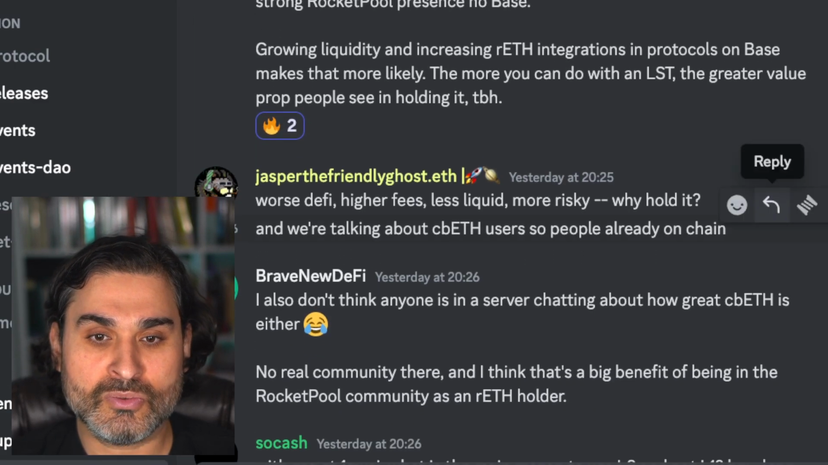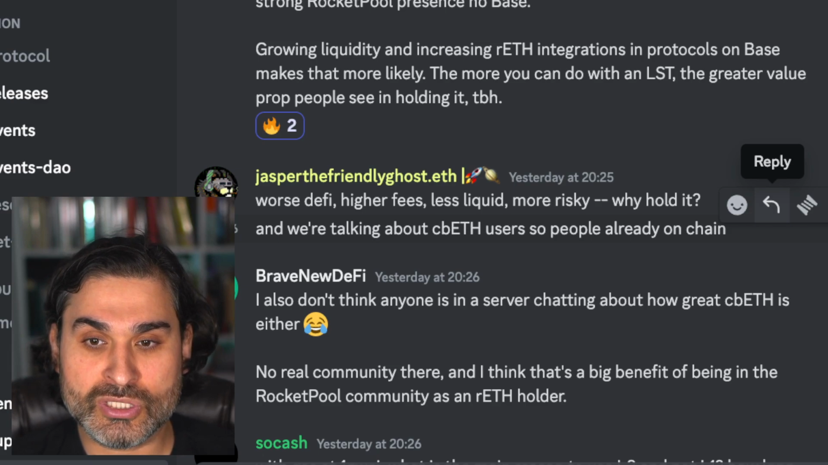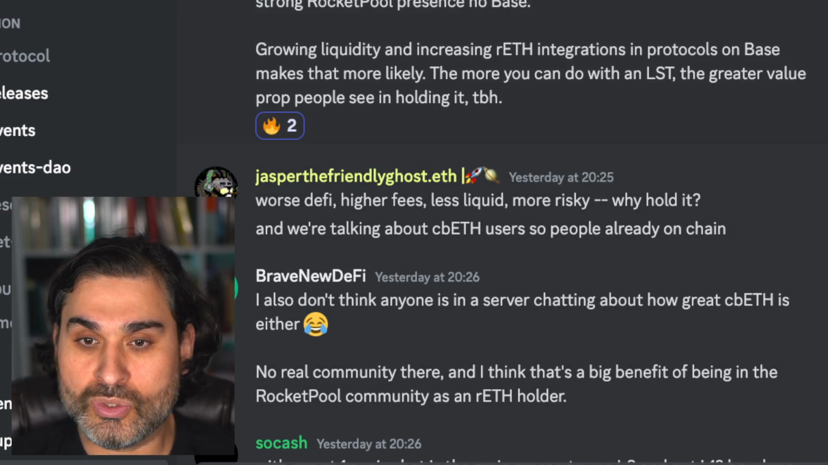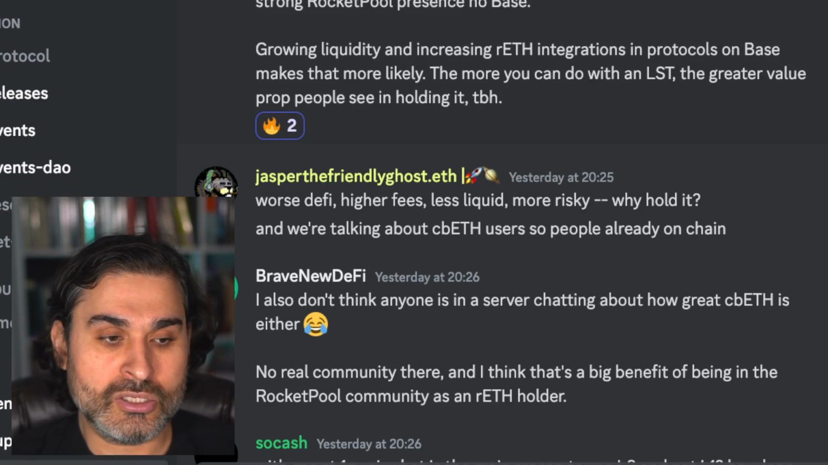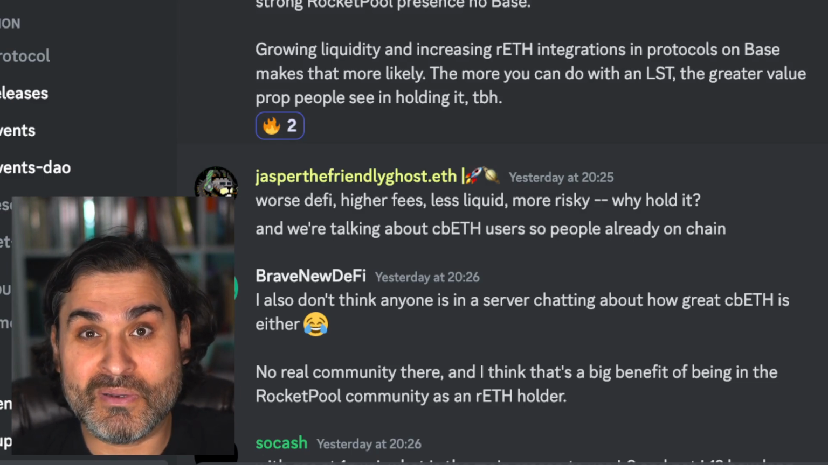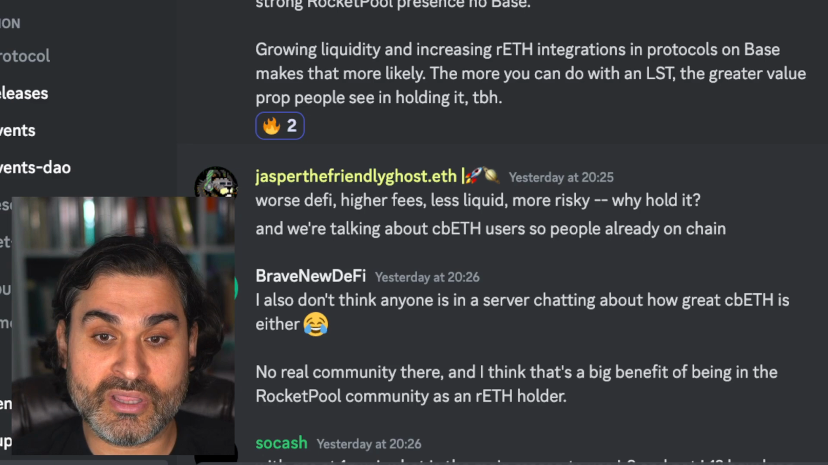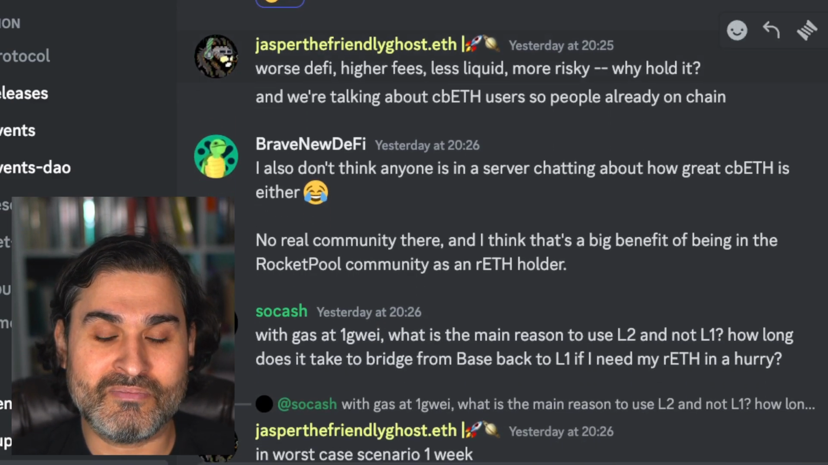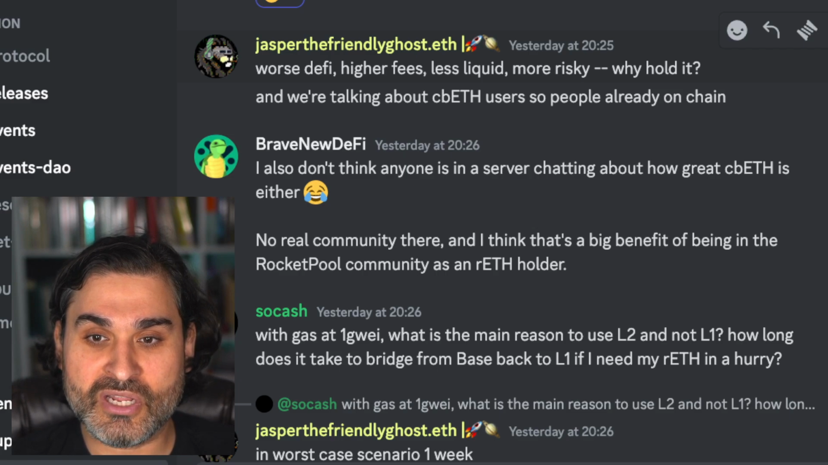And then Jasper says there's worse DeFi, higher fees, less liquid, more risky. Why hold it? And we're talking about cbETH users, so people already are on chain. So they've just got a much better reason to hold rETH instead. And Brave New DeFi says, I don't think anyone's in a server anywhere talking about how great cbETH is. No community there. I think that's a big benefit of being in the Rocket Pool community as an rETH holder.